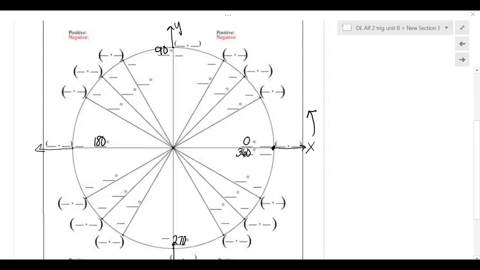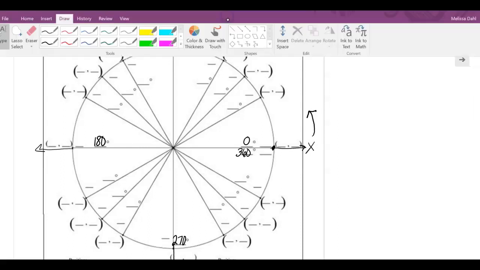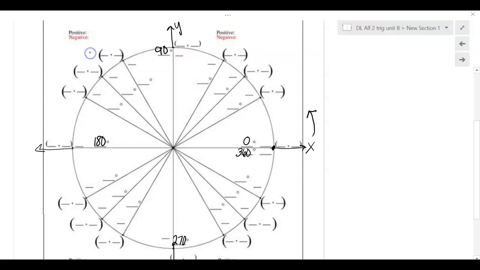Okay. Now, technically, you could mark infinitely many angles on this circle, but just like with your multiplication tables, you don't know them all. You don't memorize 27 times 13. However, you have at least the basic ones memorized. Same with here. We don't want all the angles, but we do want the ones that are special to us. So 30s, 60s, and 90s, or 45s, 45s, and 90s.